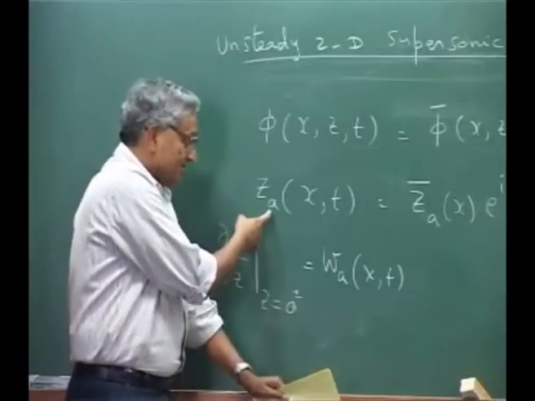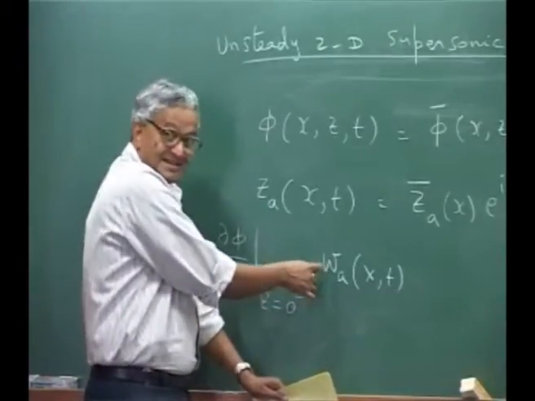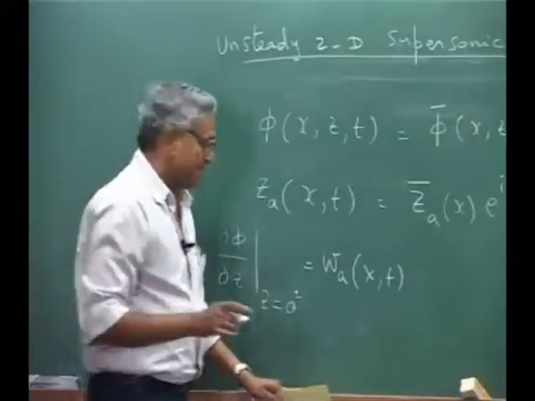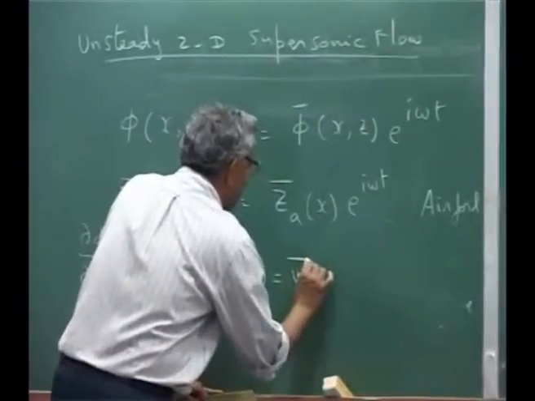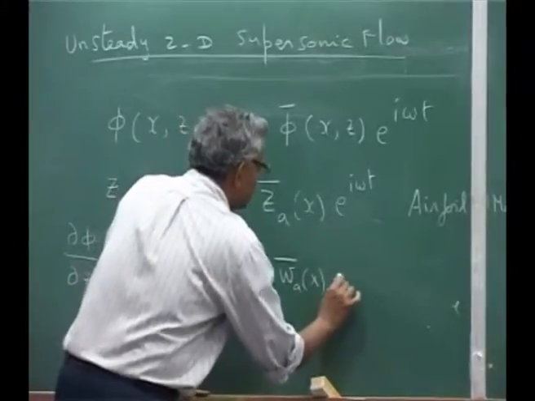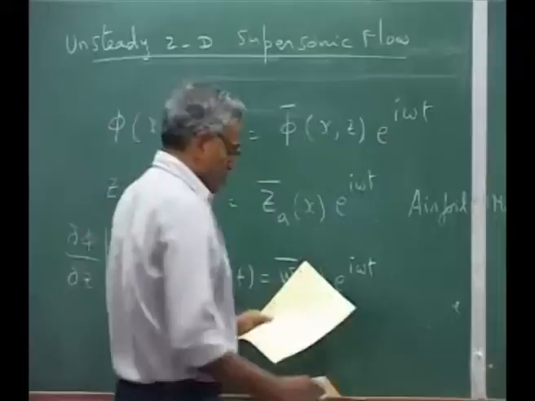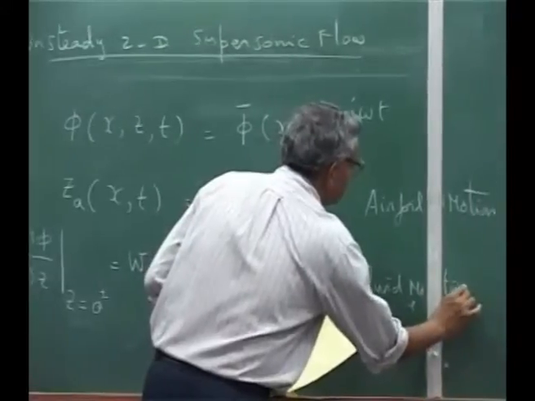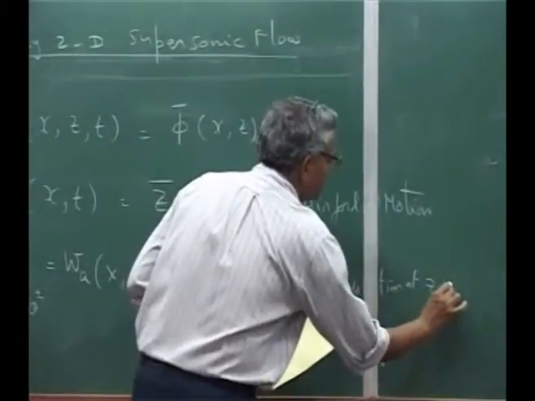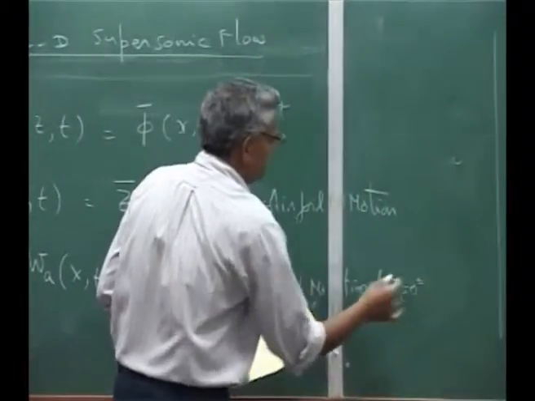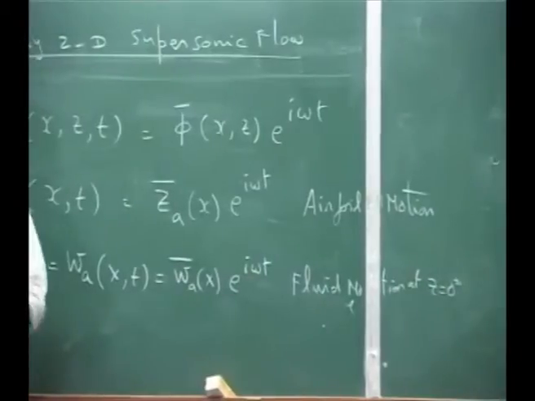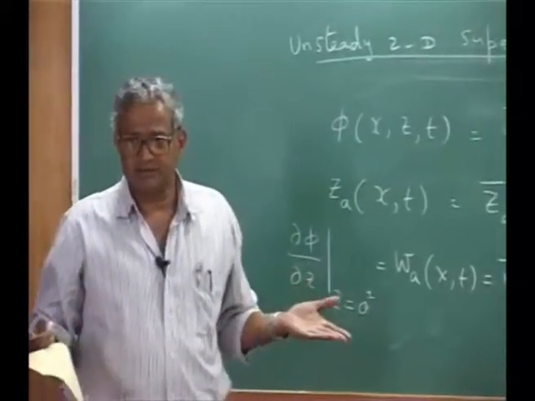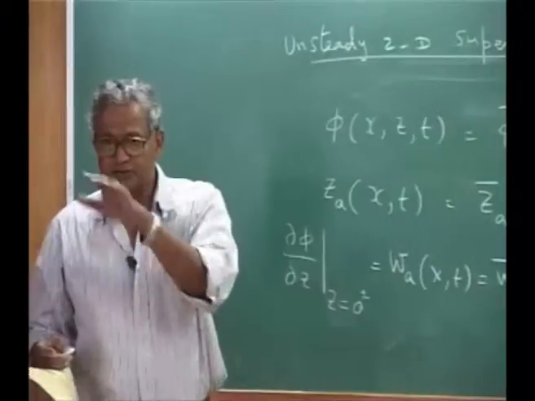This z a is aerofoil motion, w a is fluid motion on 0 plus. This again I am writing as w bar a x e power i omega t. This is the fluid motion at z equal to 0, you can say plus minus wherever it is. If it is at the aerofoil, you will write it at the aerofoil. If it is behind the aerofoil, it will be z plus minus, that's all, because you should have continuity of the flow.